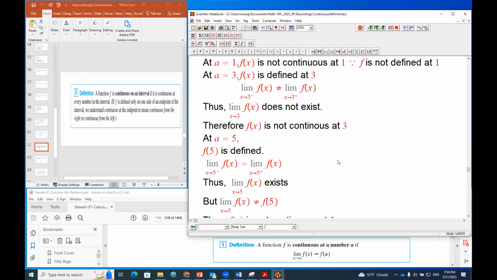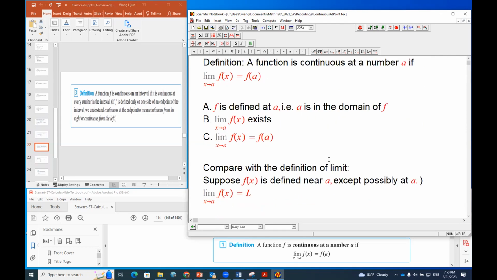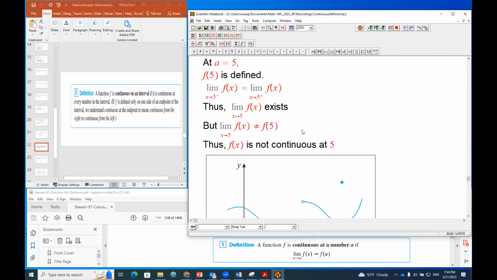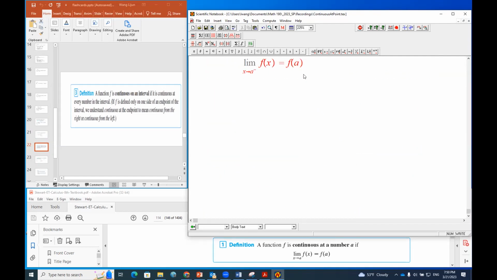Okay, our previous definition is about a function defined at a point. What does it mean if we say a function is continuous on an interval? A function is continuous on an interval. What does that mean?